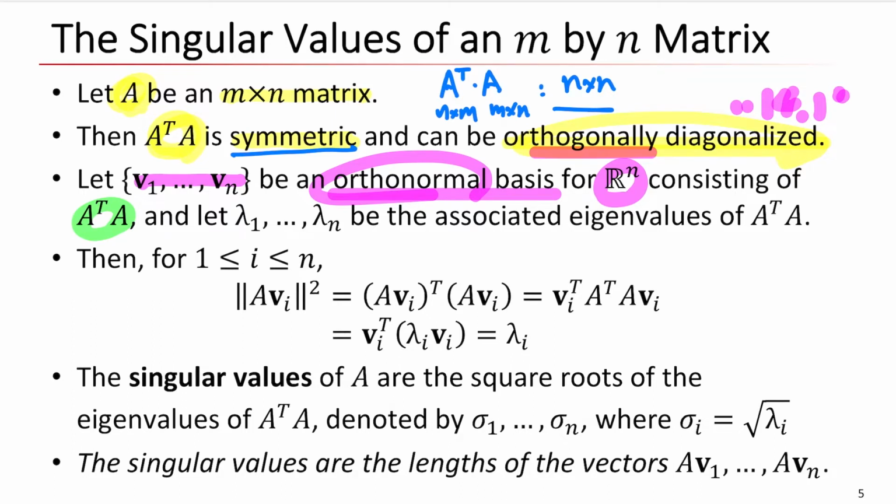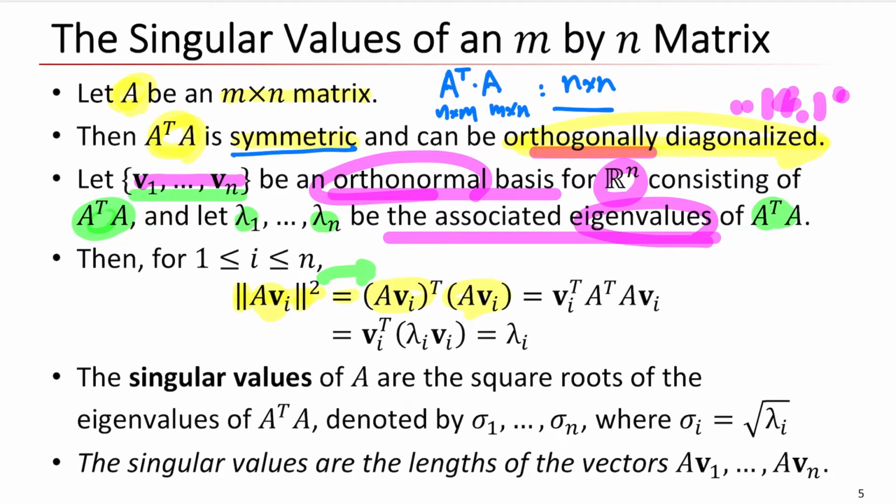In other words, let v1 through vn be the orthonormal basis of the matrix A transpose A, and let lambda 1 through lambda n be the associated eigenvalues of A transpose A, right? Then the following can be found. The square of the length of Avi is equal to (Avi) transpose times (Avi), right? It's just like the definition of the length, right?